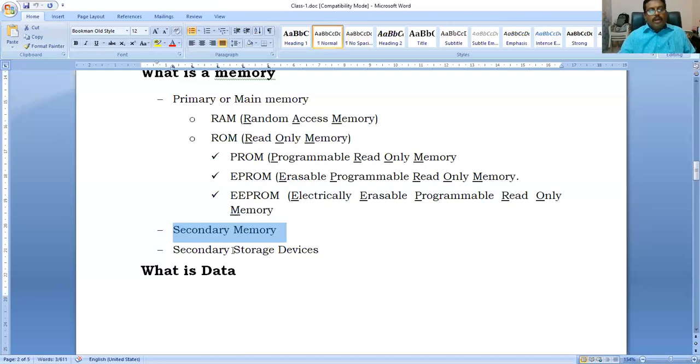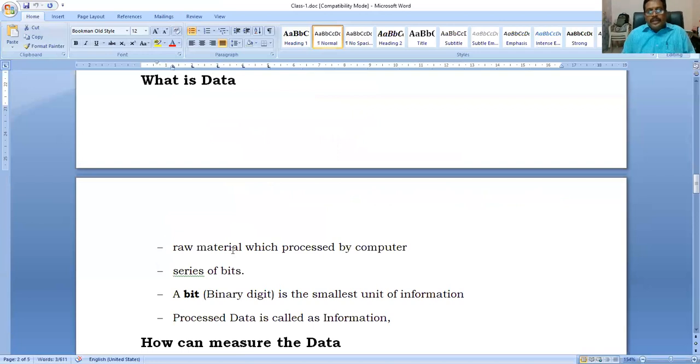Okay. What is data? Data is nothing but what we specify as the raw material. It is nothing but the raw material which is used by the computer.